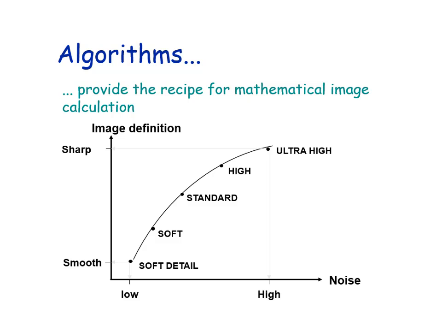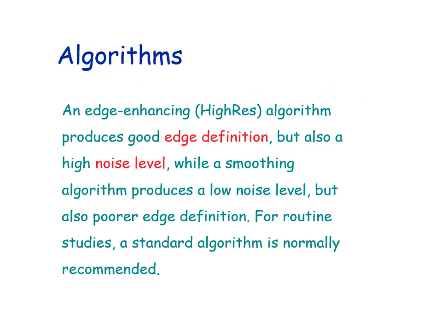Algorithms provide the recipe for mathematical image calculation. An edge-enhancing, high-res algorithm produces good edge definition, but also a high noise level, while a smoothing algorithm produces a low noise level, but also poorer edge definition. For routine studies, a standard algorithm is normally recommended.